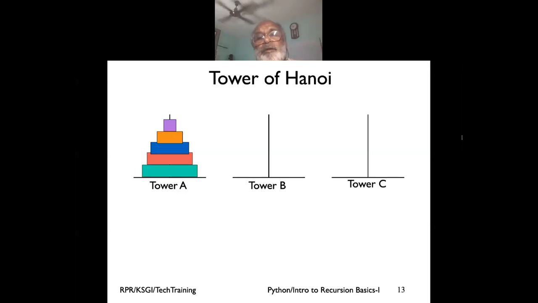So let's see how we go about it. You keep moving the disk from A to C, then C to B. My objective is I need to move these 5 disks onto tower B, following my rules. Rules are one disk at a time, and I cannot place a larger disk on a smaller disk.